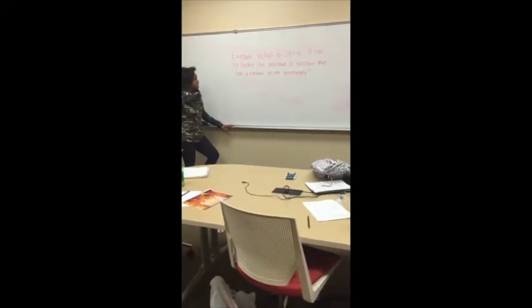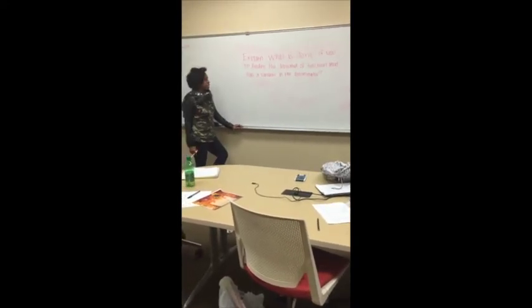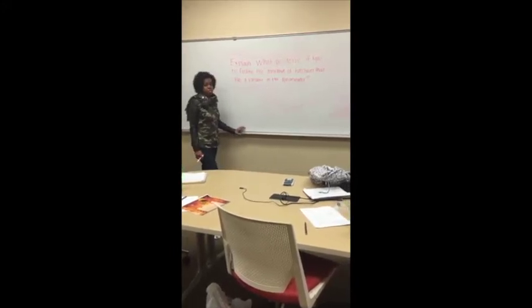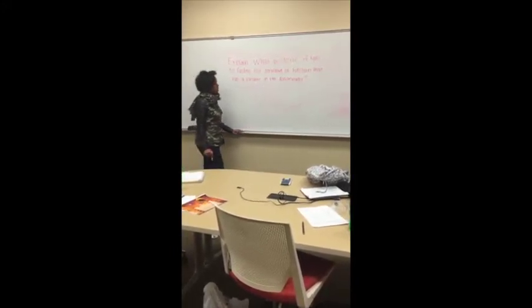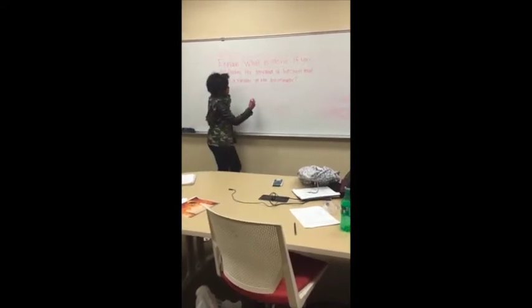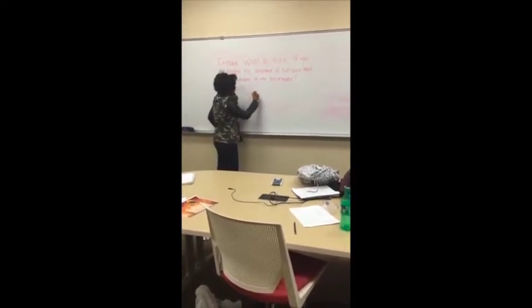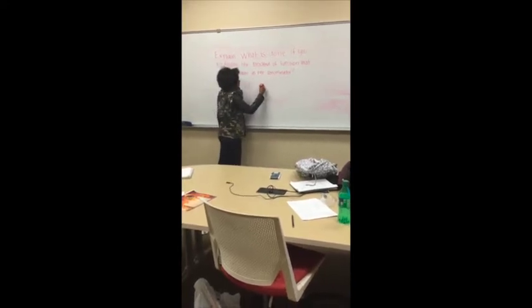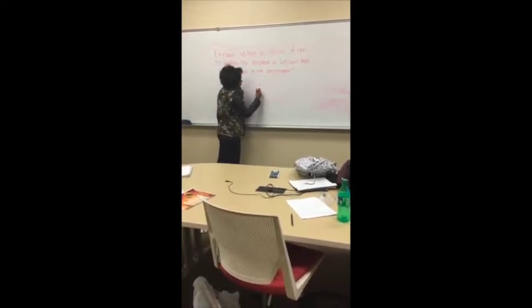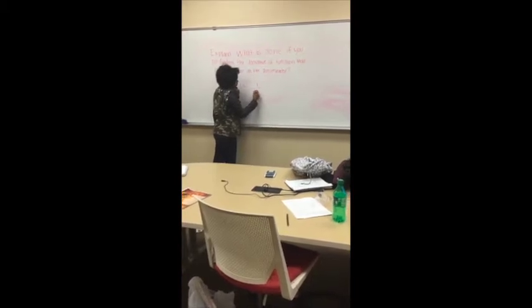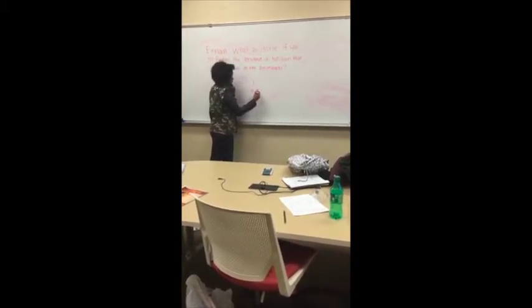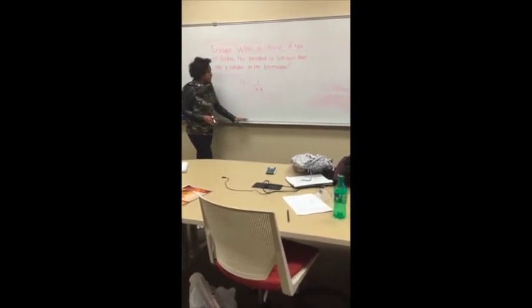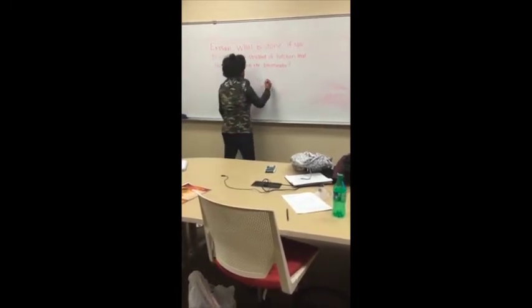So the question says, explain what is done if you are finding the derivative of a function that has a variable in the denominator. So I'm going to give you an example. Example would be, we're going to say 1 over 2 minus x. So we know you cannot have a variable in the denominator. So we're going to just bring it up to the top.